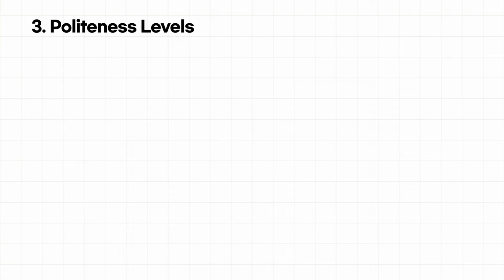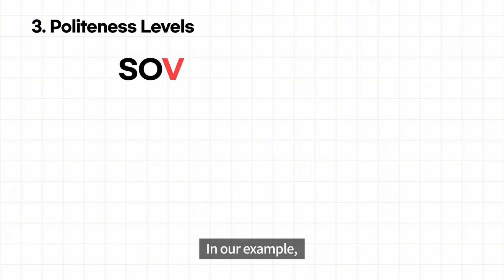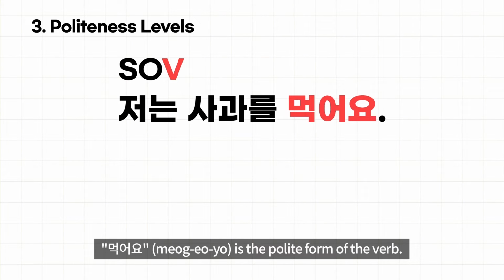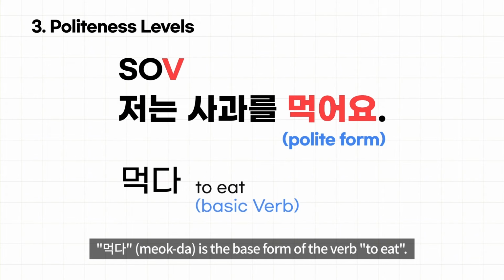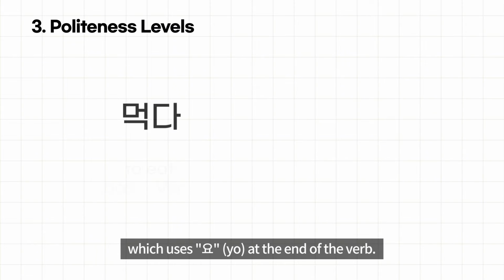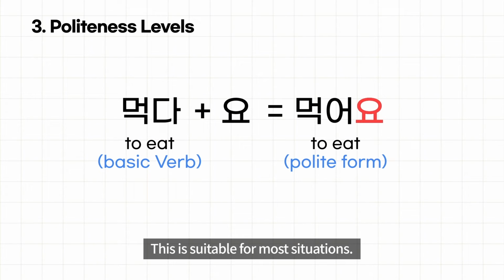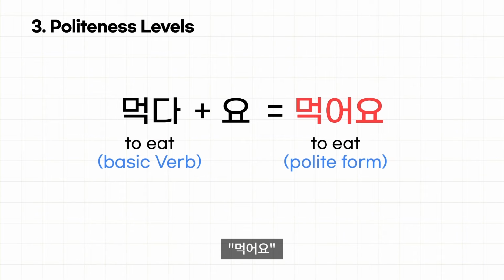Number 3. Politeness levels. The verb comes at the end of the sentence. In our example, 먹어요 is the polite form of the verb 먹다. 먹다 is the base form of the verb to eat. Korean has different politeness levels. For now, we'll focus on the polite form, which uses 요 at the end of the verb. This is suitable for most situations. 먹어요.